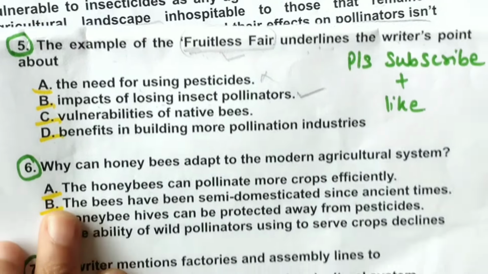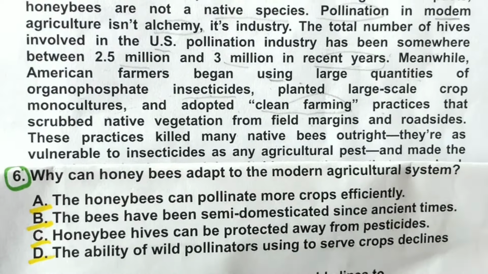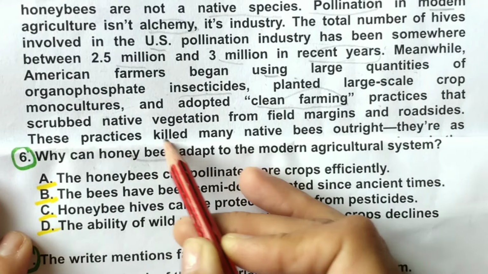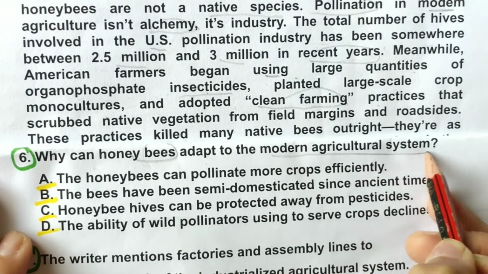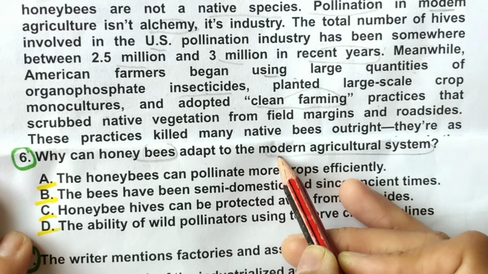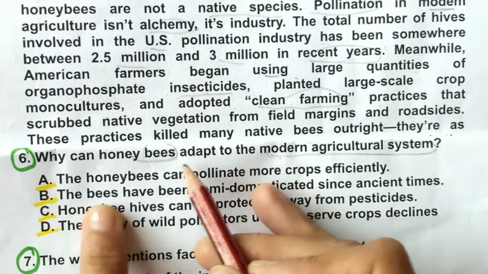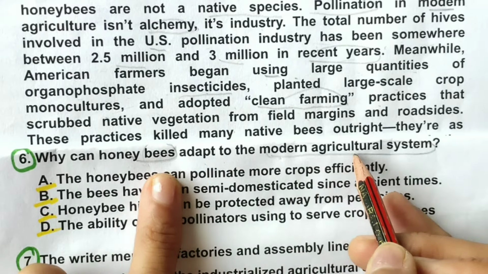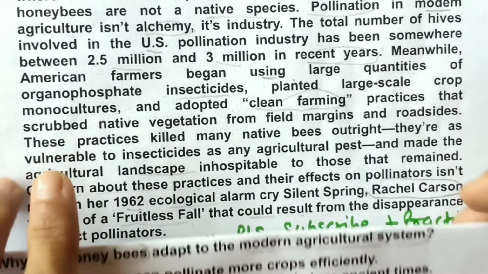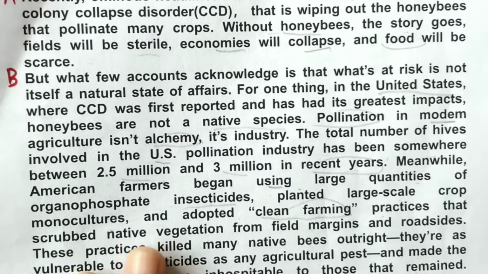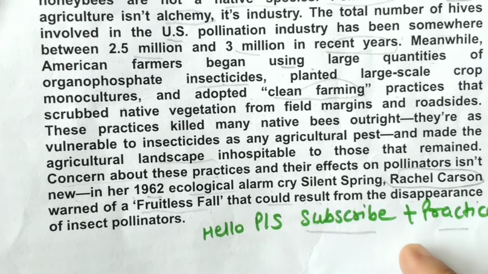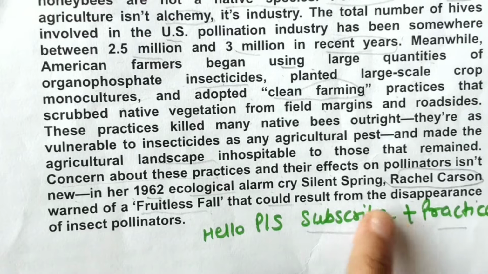Now the 6th question. What can honeybees adapt to the modern agriculture system? We know the modern agriculture system is in the next paragraph. So here in paragraph B we have found question number 5. Now we will go to another paragraph, paragraph C, and you can subscribe and practice with me.